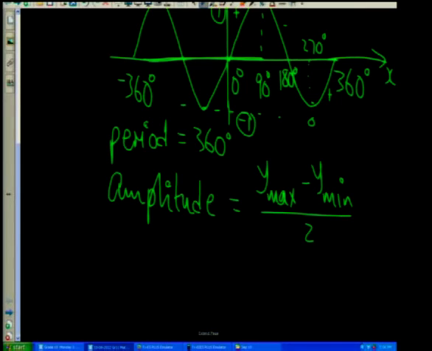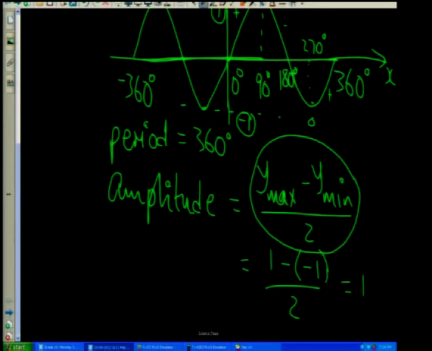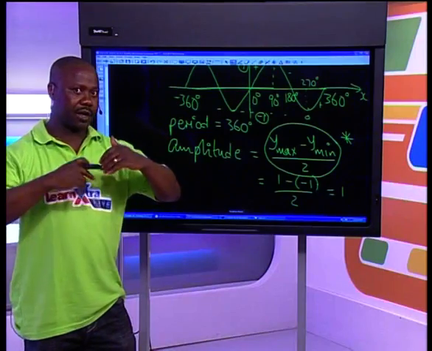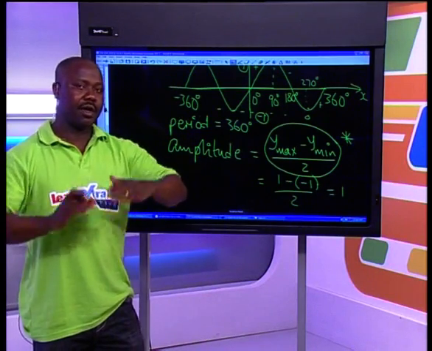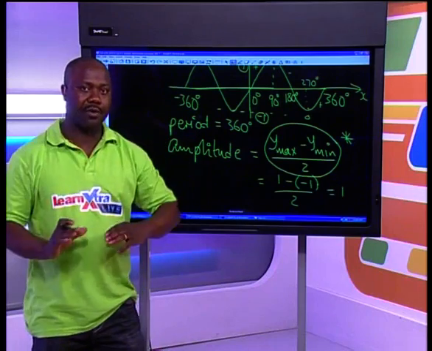All right? So what is our y maximum? Our y maximum is 1. We subtract minus 1, which is the lowest point. That divided by 2 will give you 1 as the amplitude of this graph. I prefer to use this expression, note it, because this expression takes care of the amplitude when you have translated the graph up or down.